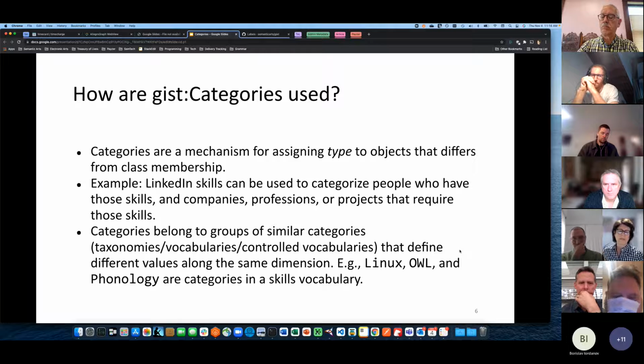We can consider that categories belong to groups of similar categories, which could otherwise be thought of as taxonomies or controlled vocabularies, which define different values along the same dimension. So for example, Linux, OWL, and phonology could all be categories in the skills vocabulary.